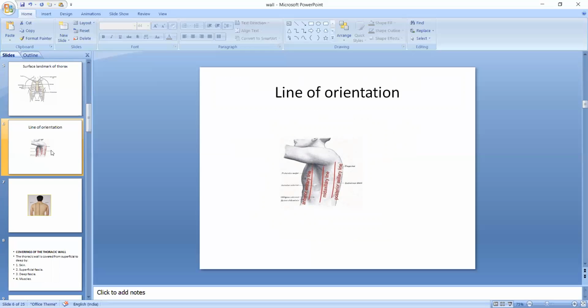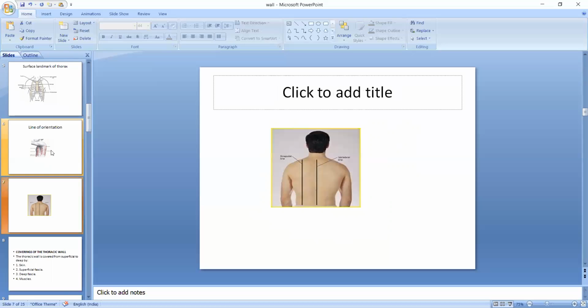Lines of orientation mean the anterior axillary line, mid-axillary line, posterior axillary line, mid-clavicular line, and the midline. These are the lines that we call the lines of orientation, and we use all these lines for the surface landmarks of the thorax, and we trace all these things on the surface.